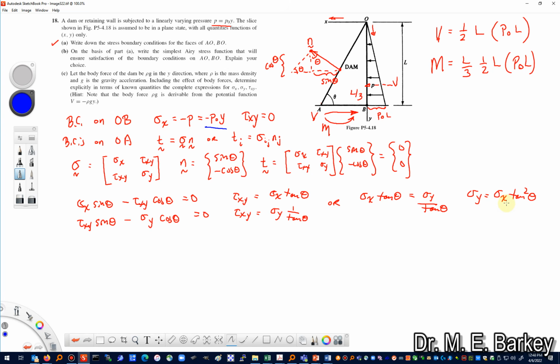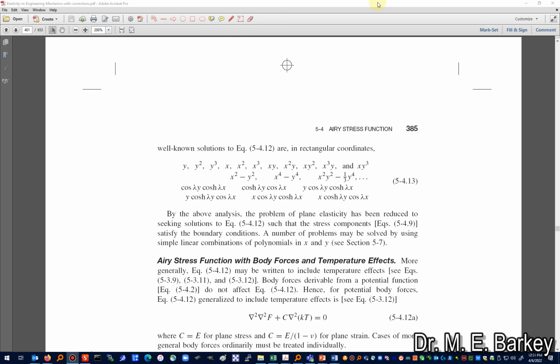Alright, now let's look in our book, and I want to show you something from there. So let me pause this video. Alright, so here's a shot out of our book. We're talking about polynomial stress functions. Then the well-known solutions, we got y squared, y cubed, x squared, x cubed, xy, x squared y. We got all those different things. And so basically, maybe we can take this up to the y cubed, and maybe we even want to have the x y cubed in there. I'm not sure yet.